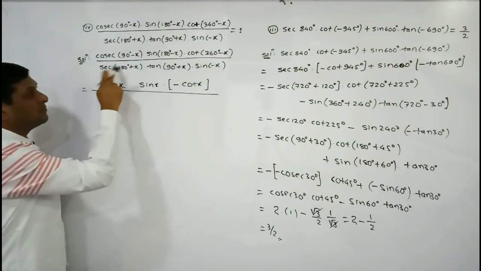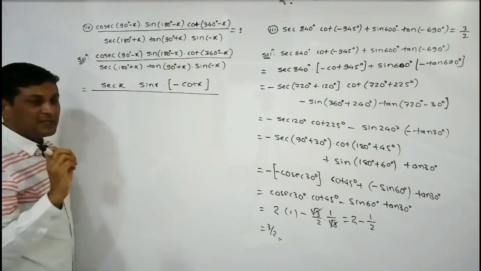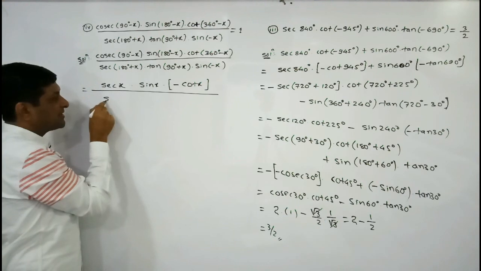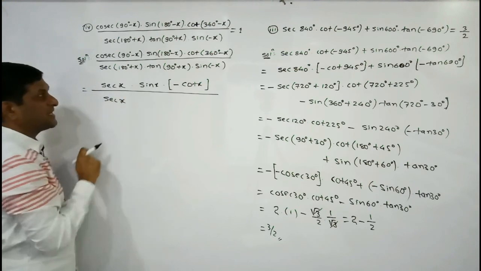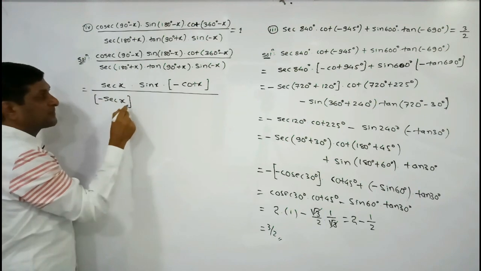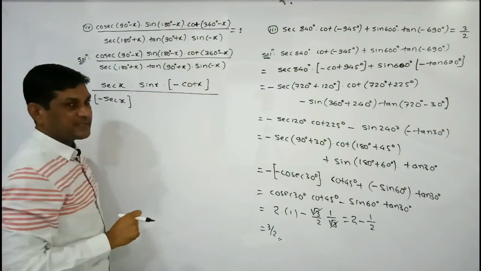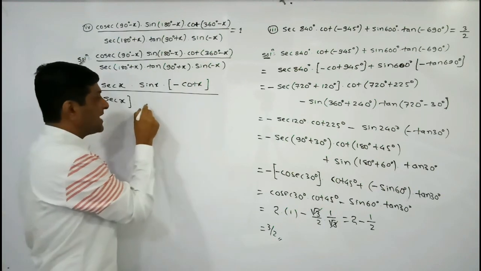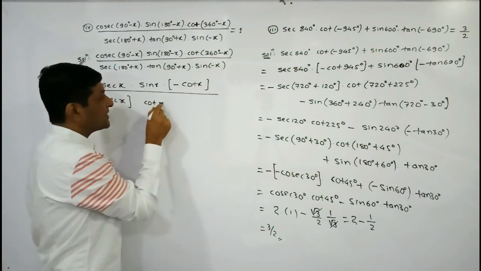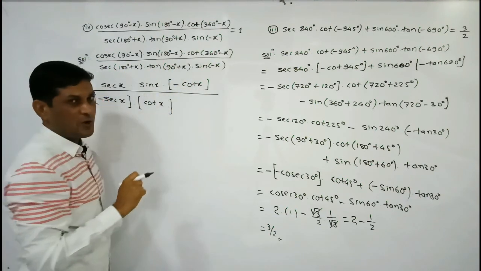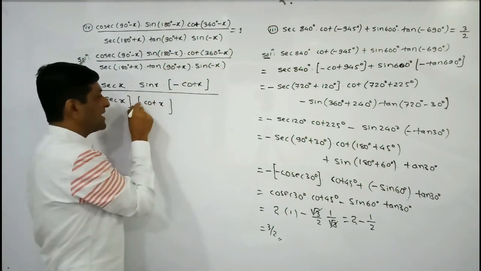Now sec 180 plus x, 180 means what? 180 means pi, and if the first term is pi, at that time the trigonometric ratio remains as it is. Here its value is sec, but the quadrant is third, that's why this value is negative. Into tan 90 plus x: 90 means pi by 2, at that time tan will get converted into cot x, and 90 plus means second quadrant, and in the second quadrant the value of tan is what?